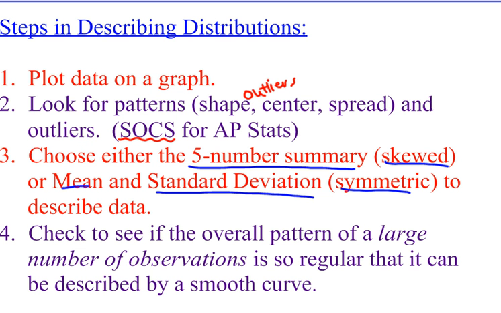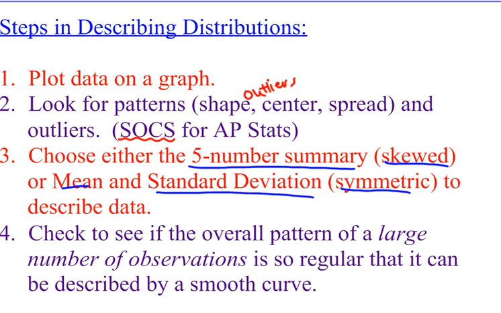Number 4, you check to see if the overall pattern of a large number of observations is so regular that it can be described by a smooth curve. What we tend to notice, and you'll learn this more if you continue to study statistics, is that the more observations you have, or the more data values, the closer to normal your data becomes. For instance, if I took just our grades in this class, and I wanted to graph them on a histogram, let's say, by A, B, C, D, F.